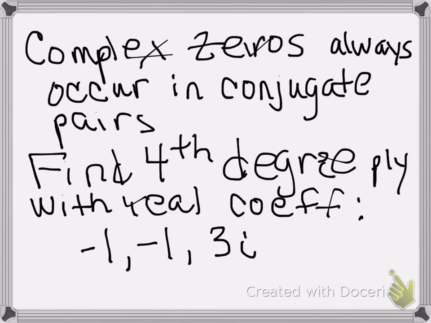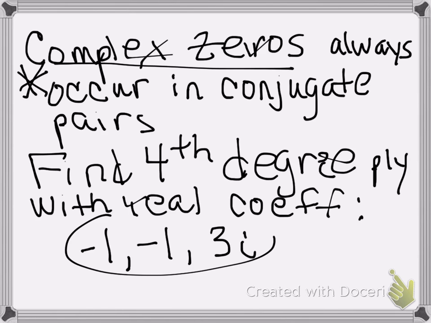Okay, now let me just talk to you about what we're going to do. We have got to find a polynomial that has the highest power of 4. So our highest power is x to the 4th, and I have given you 3 of the zeros. So I want you to use this concept right here, that I told you is a star for your notes: the complex zeros always occur in conjugate pairs. And we're going to use these zeros that I gave you, we're going to turn them into factors, and then we're going to write a polynomial using all those concepts.